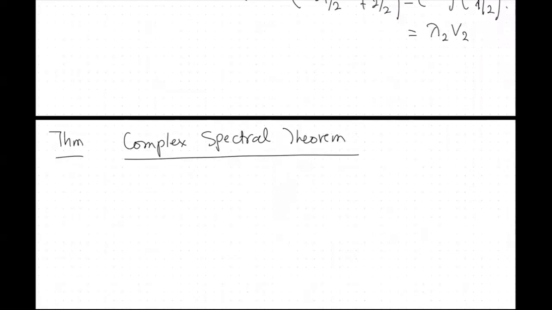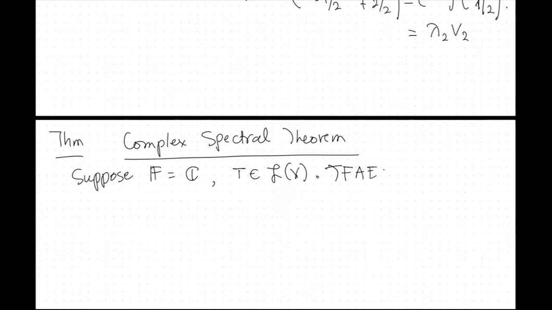Okay, let me write this out. Suppose F is the complex numbers, T is a linear operator, and V is an inner product space over C. The following are equivalent.